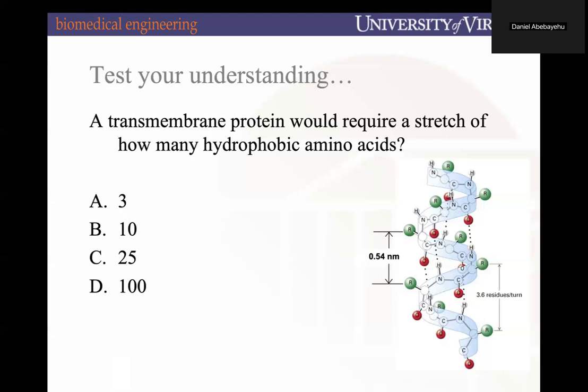All right. Does anyone want to share their answer here and how they got there? Yeah. I got around 25. So the membrane is 4 nanometers thick, and with 0.5 nanometers per turn, there's 8 turns. So just multiply 8 by 3.6. Yeah, that's exactly right. So for each transmembrane protein, there would need to be about 25 consecutive hydrophobic amino acids.